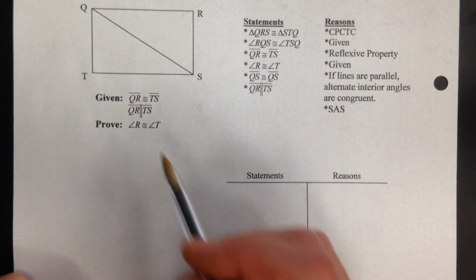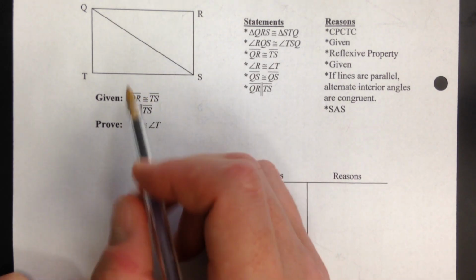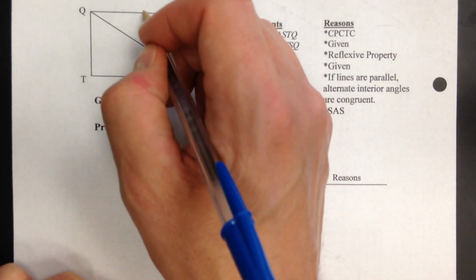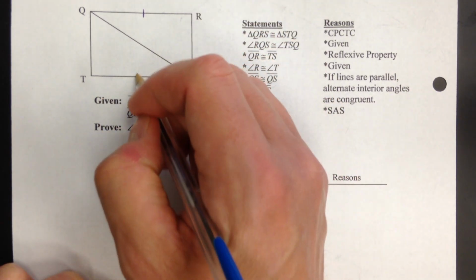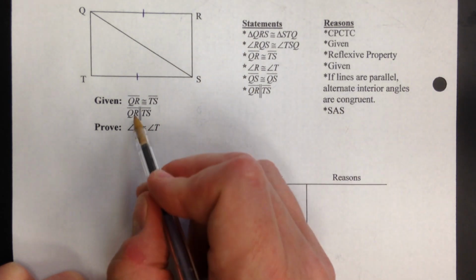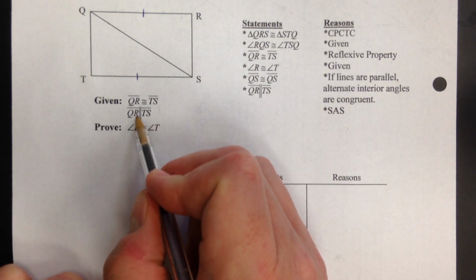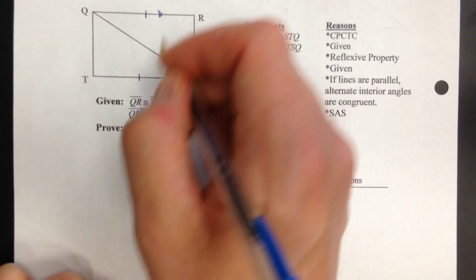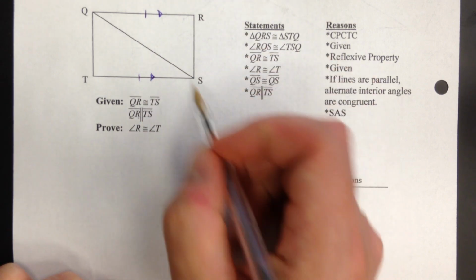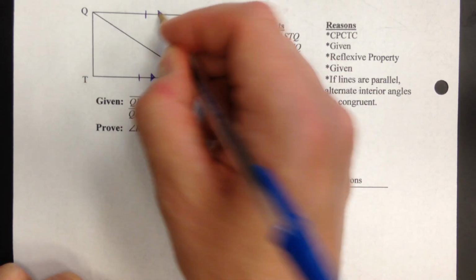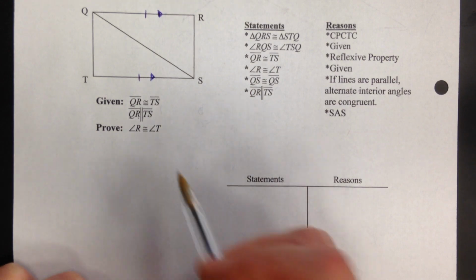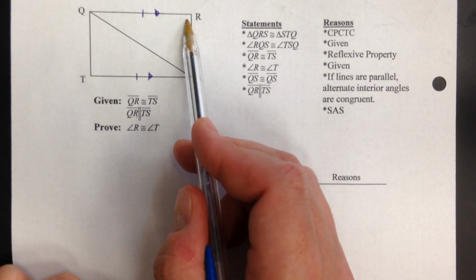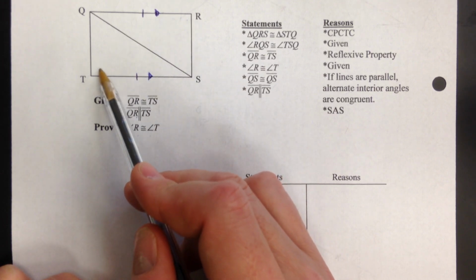So, all right, let's see, what do we have here? Here's the picture. You have 2 triangles. Given that segment QR is congruent to segment TS, so QR is the top and TS is the bottom. Given that QR, again the top, is parallel to TS. So parallel is this symbol here, where we put these little arrows on the 2 lines. And what we want to prove is that angle R is congruent to angle T. So angle R is here, angle T is here.